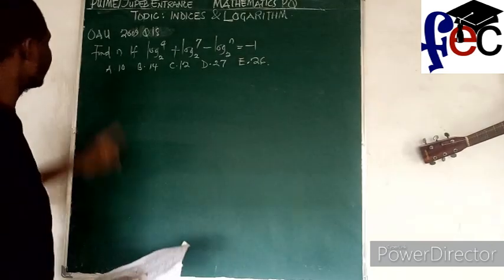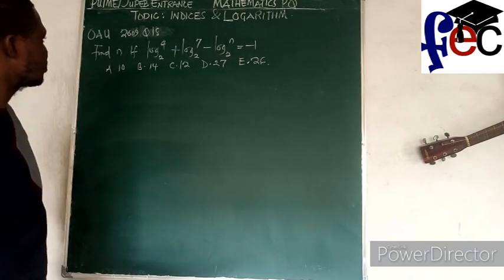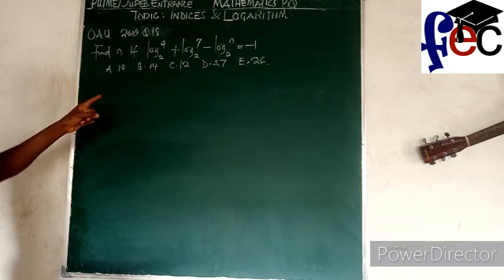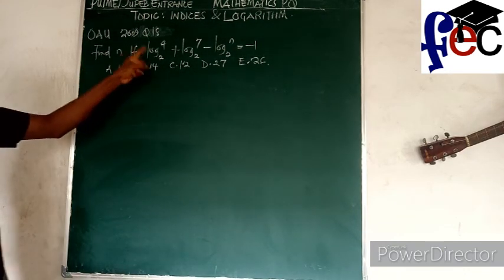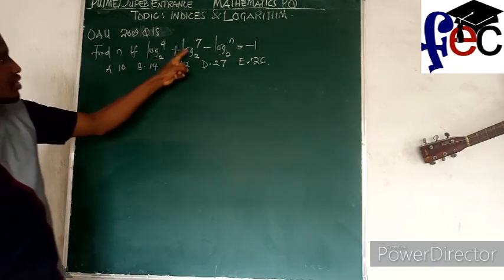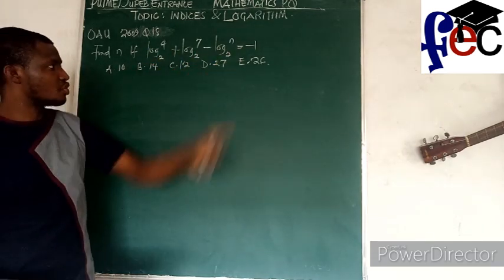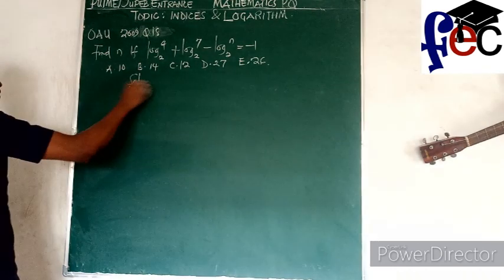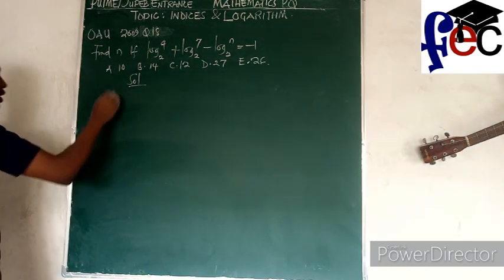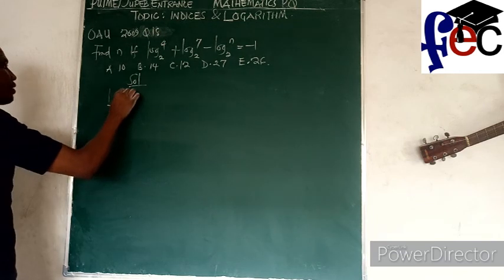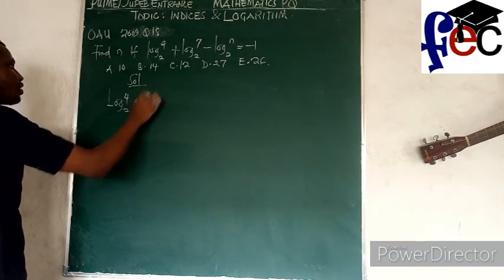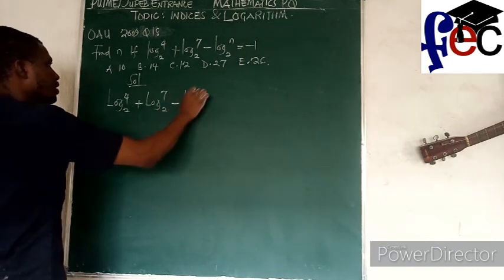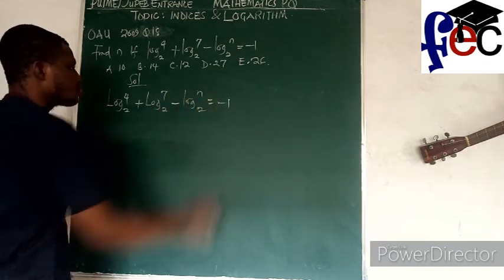So this is another year, 2009, question 18 on logarithm this time around. Find n if log 4 base 2 plus log 7 base 2 minus log n base 2 is equal to minus 1. Alright, so solution. So what do we do here? We have log 4 base 2 plus log 7 base 2 minus log n base 2 equal to minus 1.